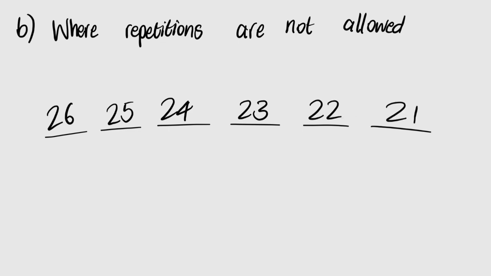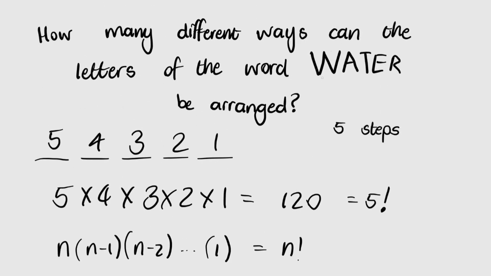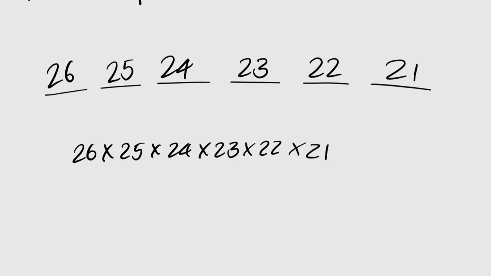I hope you guys understand that. It's just like with the water example, where each time one of the letters was used up, we couldn't use it again. So we are left over with one less than the previous one. Therefore the total number of ways is 26 times 25 times 24 times 23 times 22 times 21.